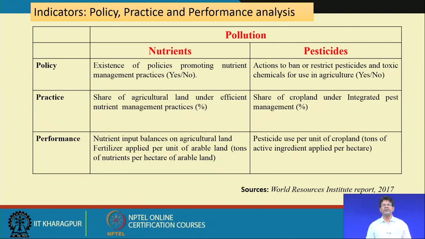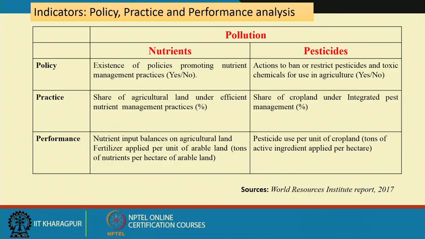The practice, that means we have to look at the share of cropland under integrated pest management, the portion of land where less and less pesticide is used. If you have the policy, the farmers become conscious, and you have practice based on monitoring the amount of land under minimum insecticide use and pest management, then you can go for performance evaluation, that is pesticide use per unit of cropland, tons of active ingredients applied per hectare. So, these are the indicators.